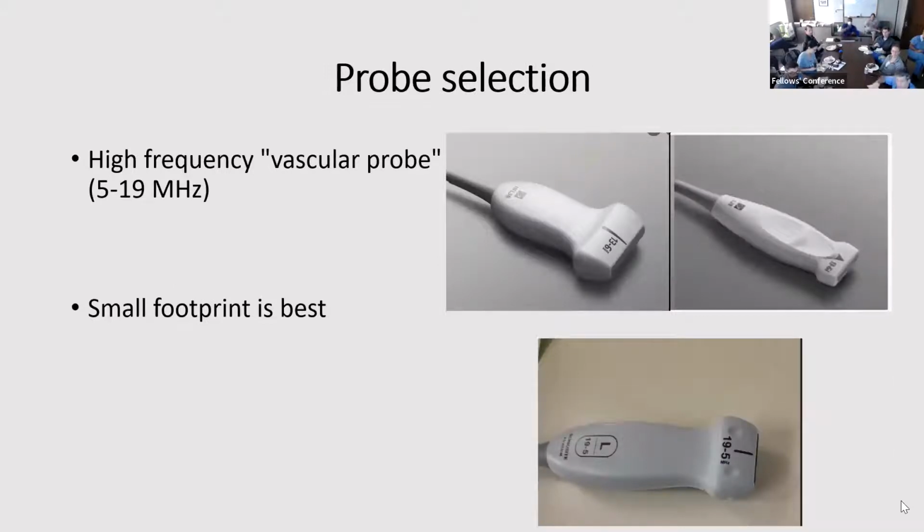Next, let's talk about probe selection. So I have some vascular probes from our different hospitals. The one on the left is the vascular probe at Espinosa. It's gigantic. It's got a very large footprint. It's very difficult to manage. So I don't suggest you use it.